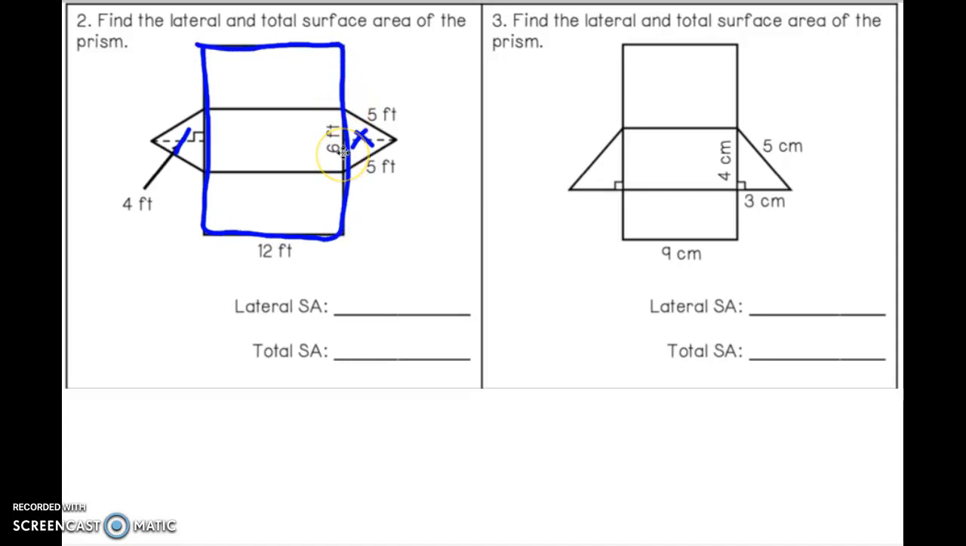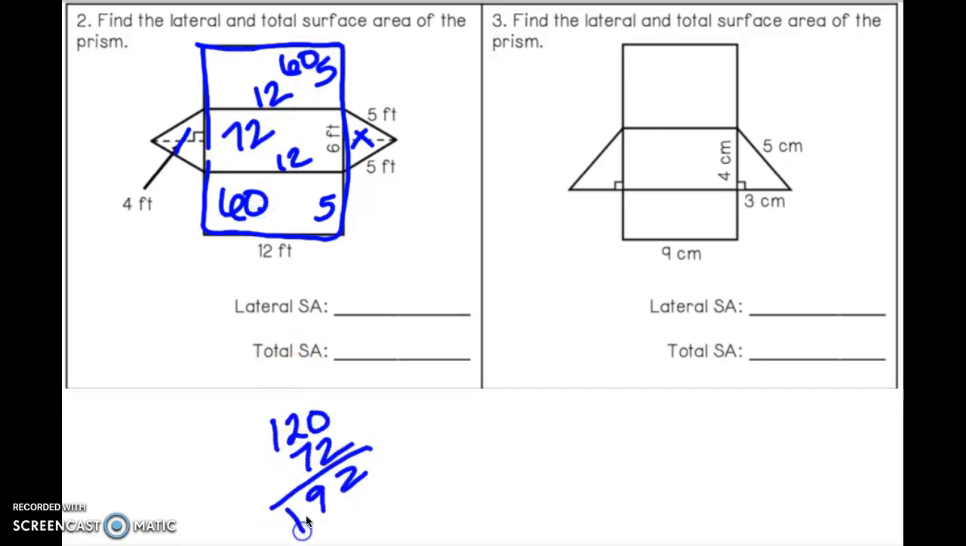And I have a 6 by 12, and a 12 by 5, and a 12 by 5. Well, 12 by 5 is 60, and a 60, and a 72, because 6 times 12 is 72. So our lateral surface area is 120. I've added the 60 and 72. So our lateral surface is 192.